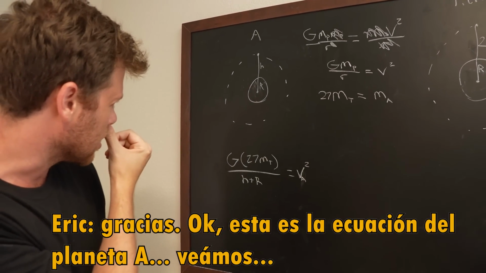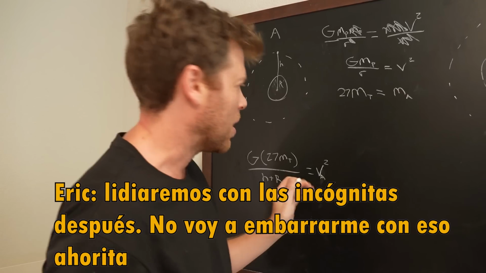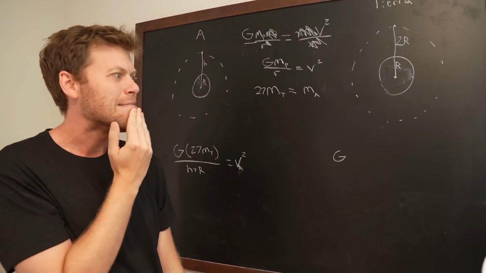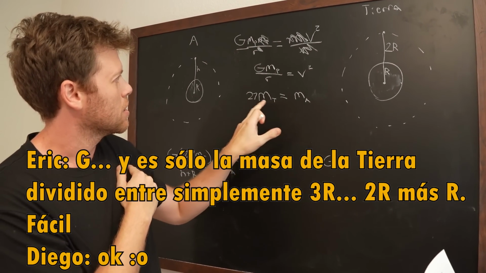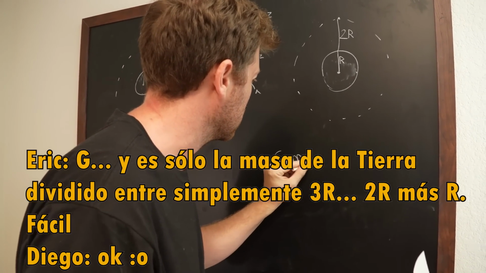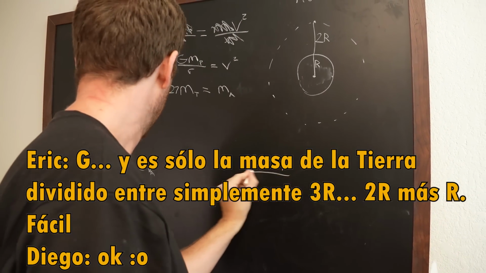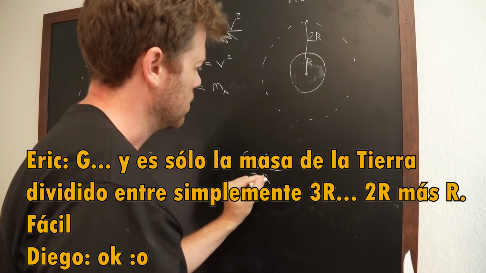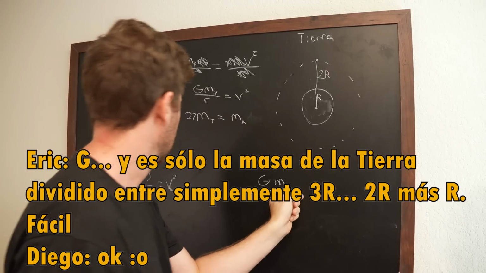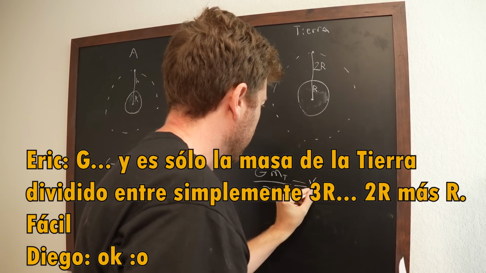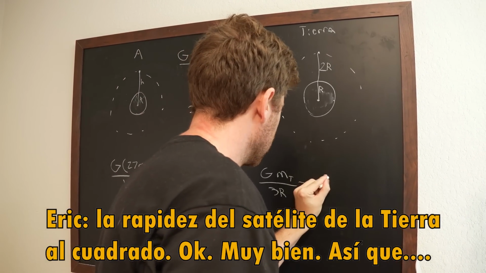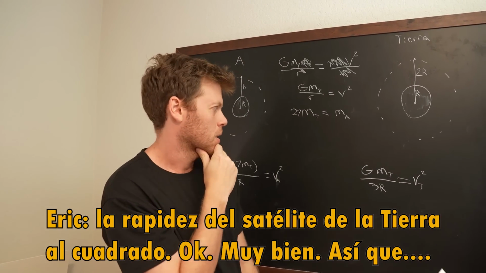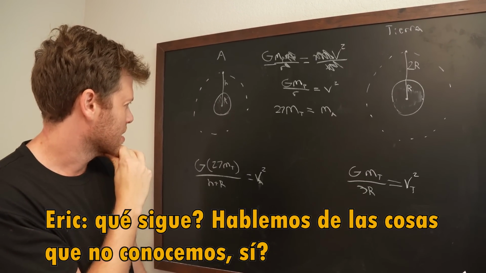All right, so this is that one. So let's see here. We'll talk about unknowns later. Like I'm not putting up with it right now. So G, and then it's just mass of the Earth over. That's just 3R, 2R plus R. Easy enough. Velocity of the Earth squared. Okay. Fair enough.